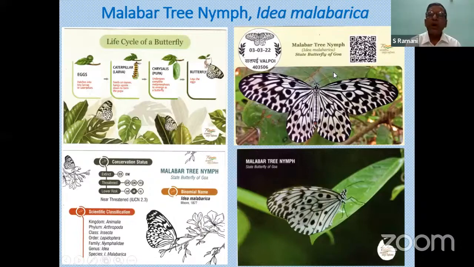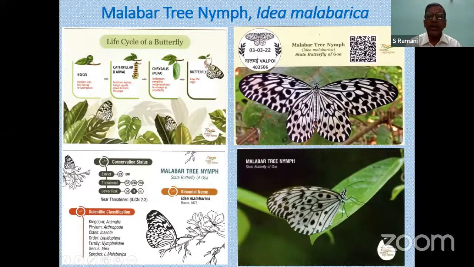And they have also come out with a QR code on the card. If you scan this QR code, it'll take you directly to the Wikipedia site, which will tell you about this particular butterfly. So that way, they have done a wonderful job of trying to tell you something about this butterfly using these beautiful picture postcards.